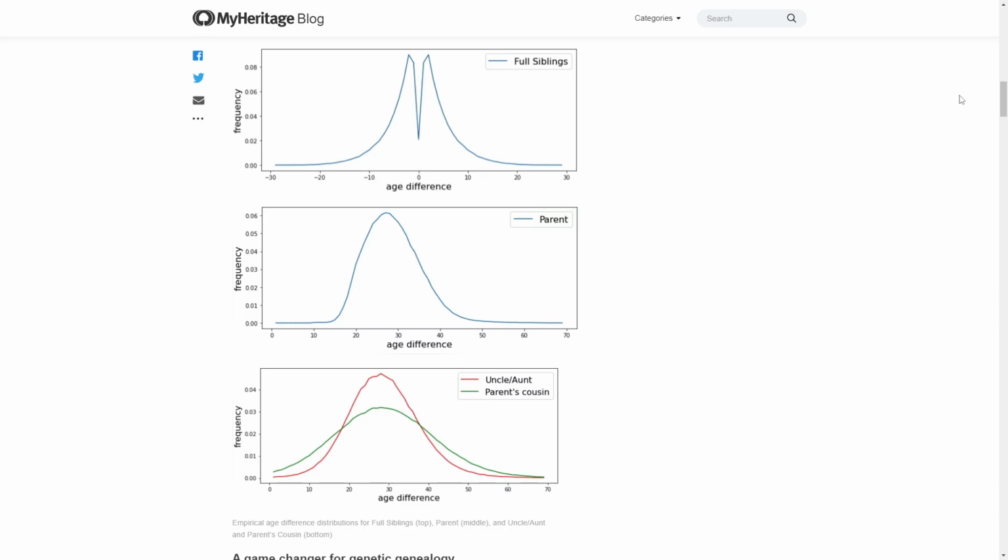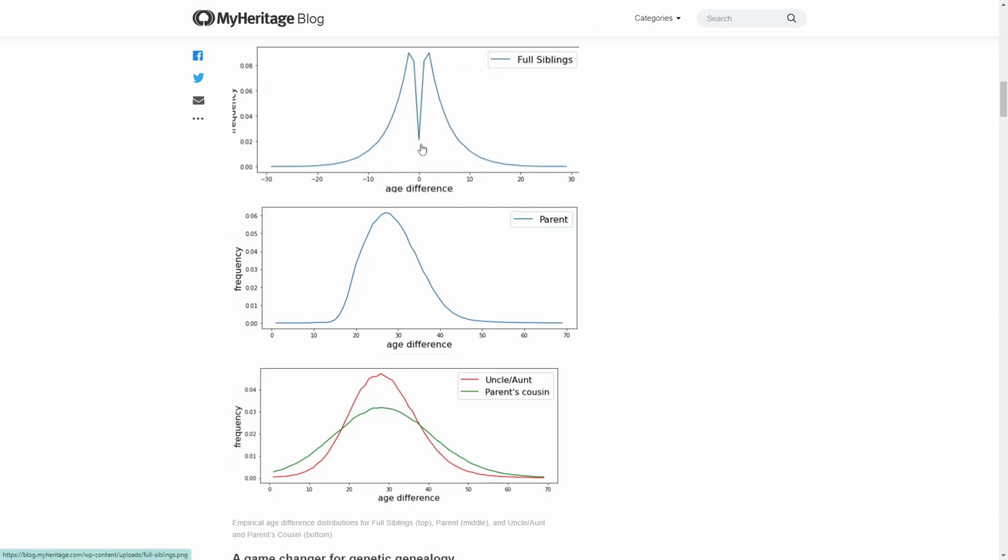With that, I look at this, and the first thing I notice is, wow, here's siblings. Let's assume I'm the oldest. Here's 0, this is me. If I'm the oldest, that means all my siblings are 1, 2, 10, 20 years younger than me. If I'm the youngest, in the other direction, they're all 1, 2, 10, 20 years older than me. Or if they're the same age as me, it's not 0. Look at this, 0.02, which is the probability of twins.